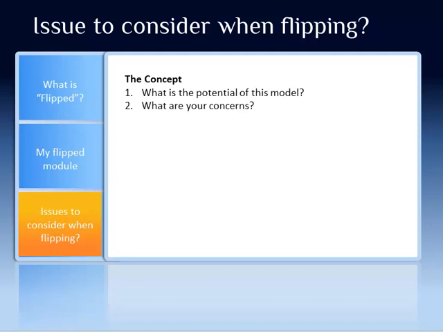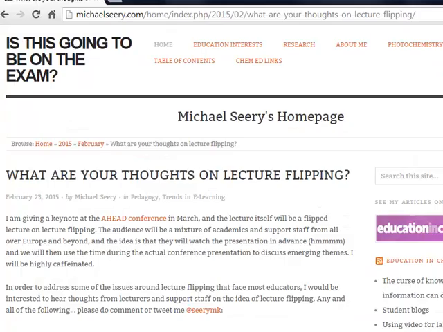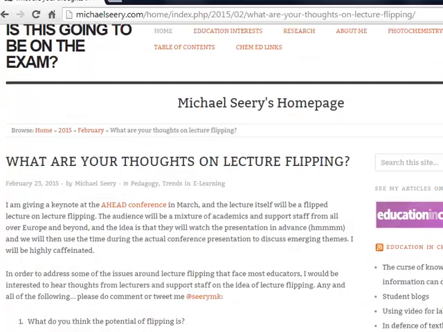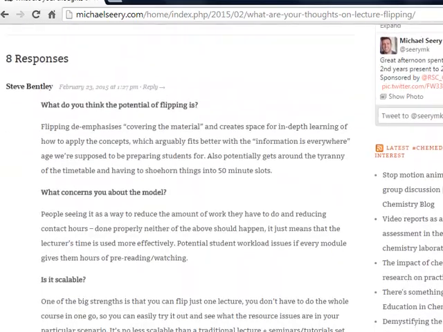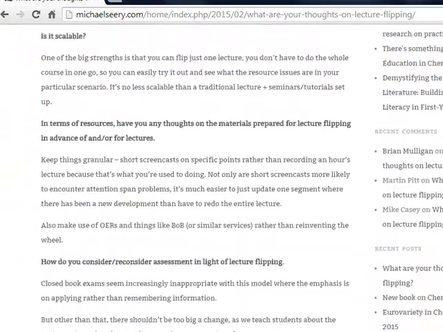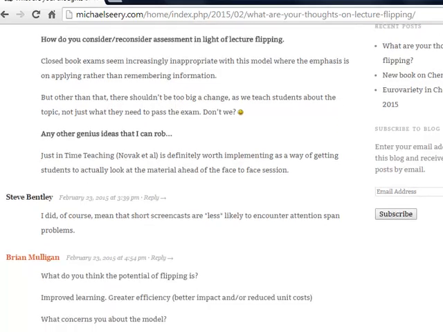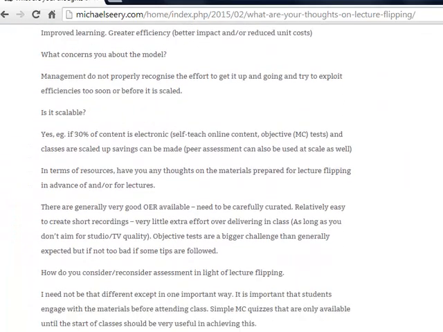Secondly, in terms of implementation, how big can the class go? Interestingly, in preparation for this talk, I asked these questions on my blog and got some great replies from educators. You can have a look at these responses by going to michaelseery.com. You'll see here in the comments lots of detailed responses. Feel free to add your own.